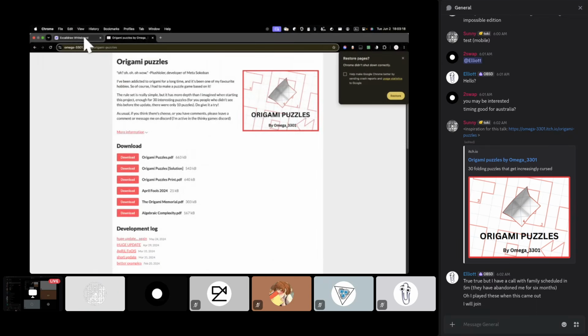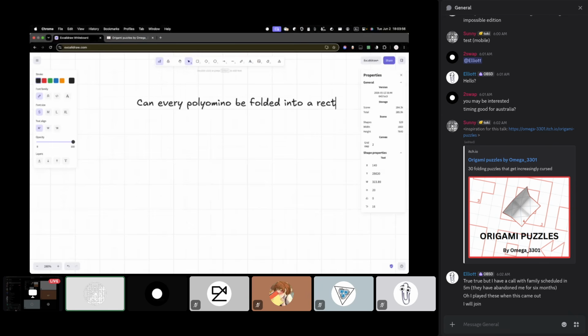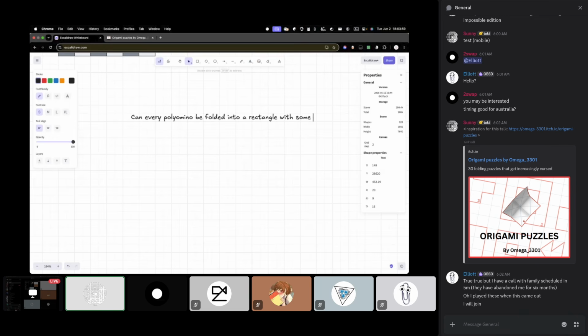Okay. So basically today, last time we did can you tile squares with polyominoes, which was kind of a test for how this rough format is gonna go. This time it's a similar format where I will pose questions without specific answers, and you try to see if you can solve them. Our problem here is, can every polyomino be folded into a rectangle with some given thickness?